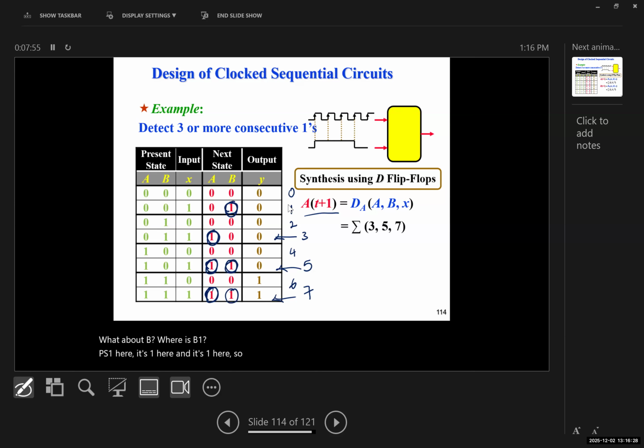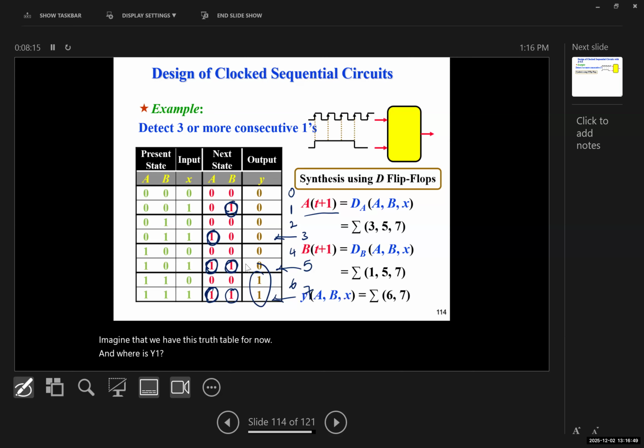1, 5, 7. So B is 1 at sigma of 1, 5, 7. And just for now, imagine that we have this truth table, with that error. And where is Y 1? Y is 1 at 6 and 7. Okay, I would correct this in the final.